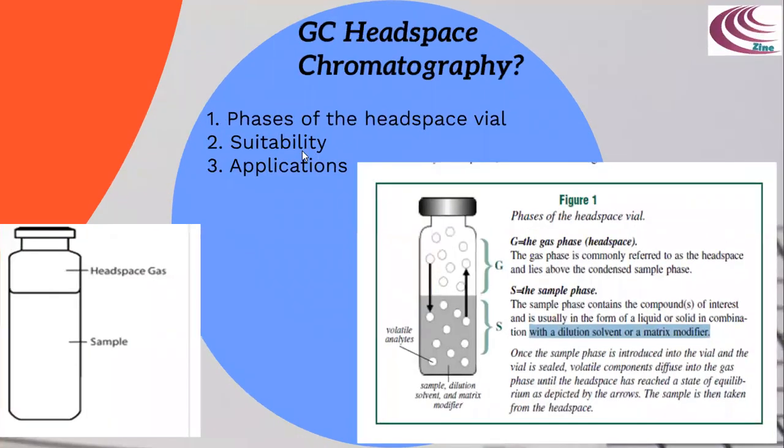Then in another part, suitability, we will talk in detail. Headspace gas chromatography is most suited to the analysis of the very light volatiles in a sample that can be efficiently partitioned into the headspace gas volume from the liquid or solid matrix sample. Higher boiling volatiles and semi-volatiles are not detectable with this technique due to their low partition in the gas headspace volume.